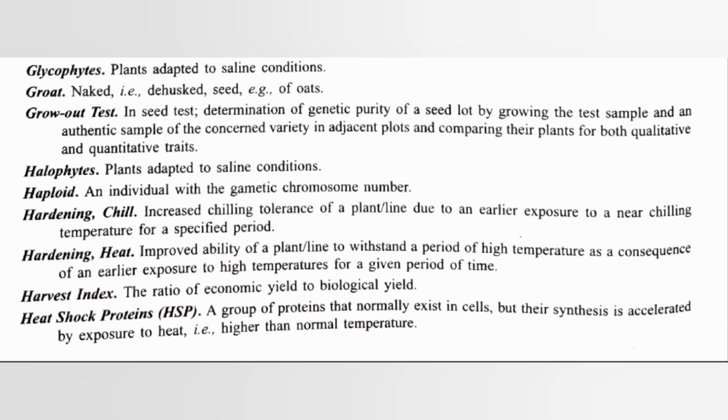Next one is halophytes. Halophytes is nothing but glycophytes itself, that is plants adapted to saline condition. Now, haploids. Haploids are individuals with gametic chromosome number, that is n.